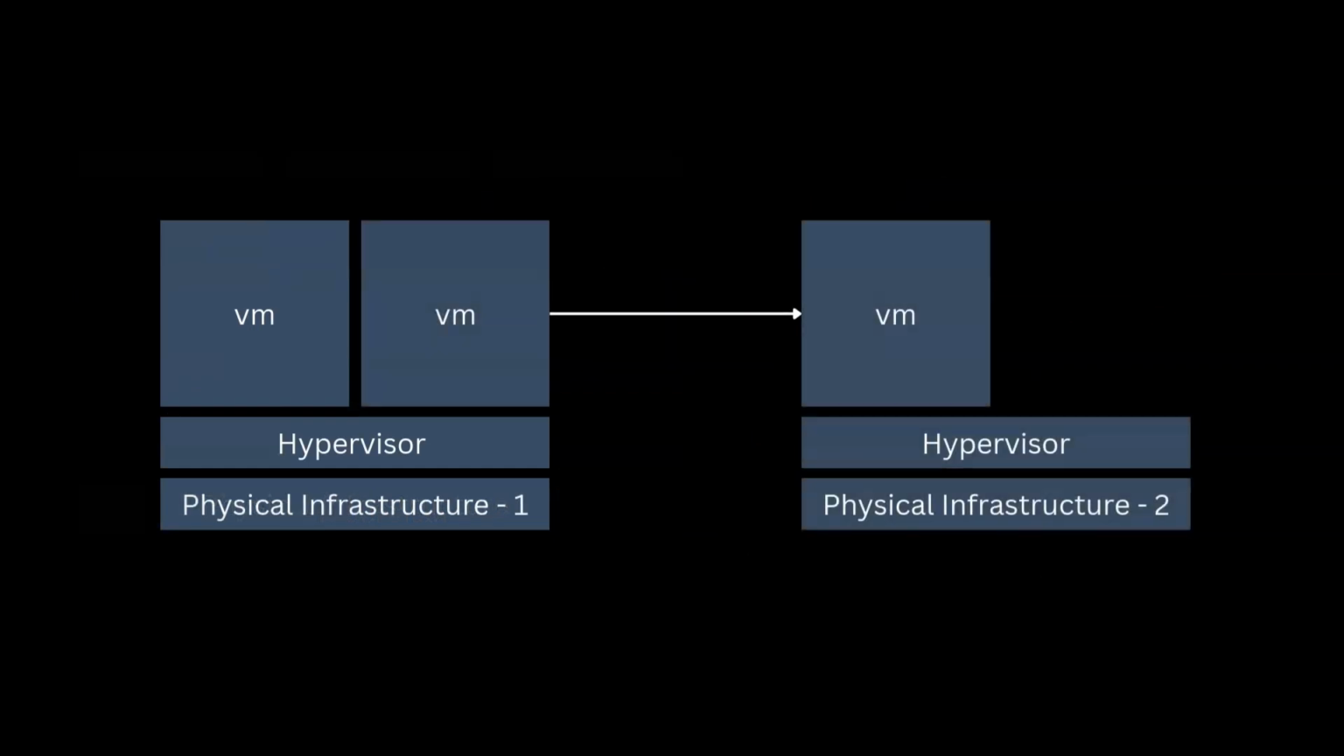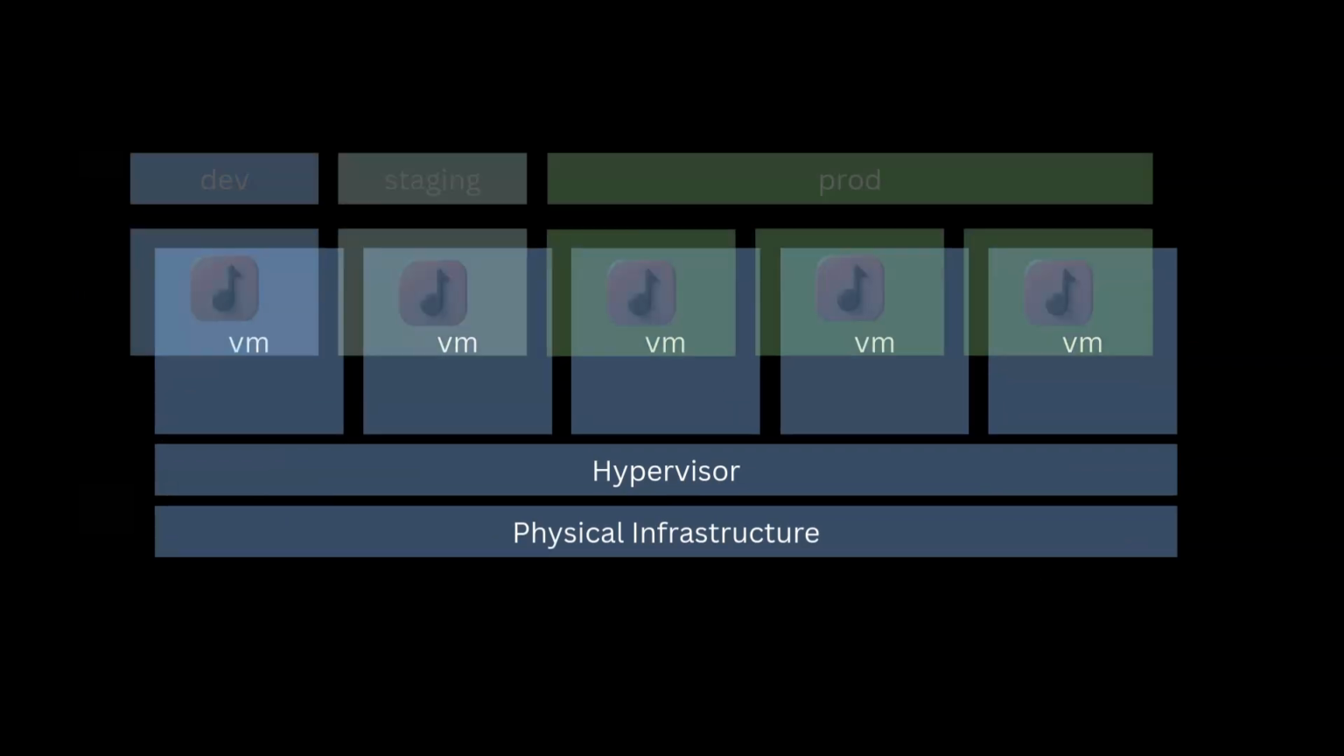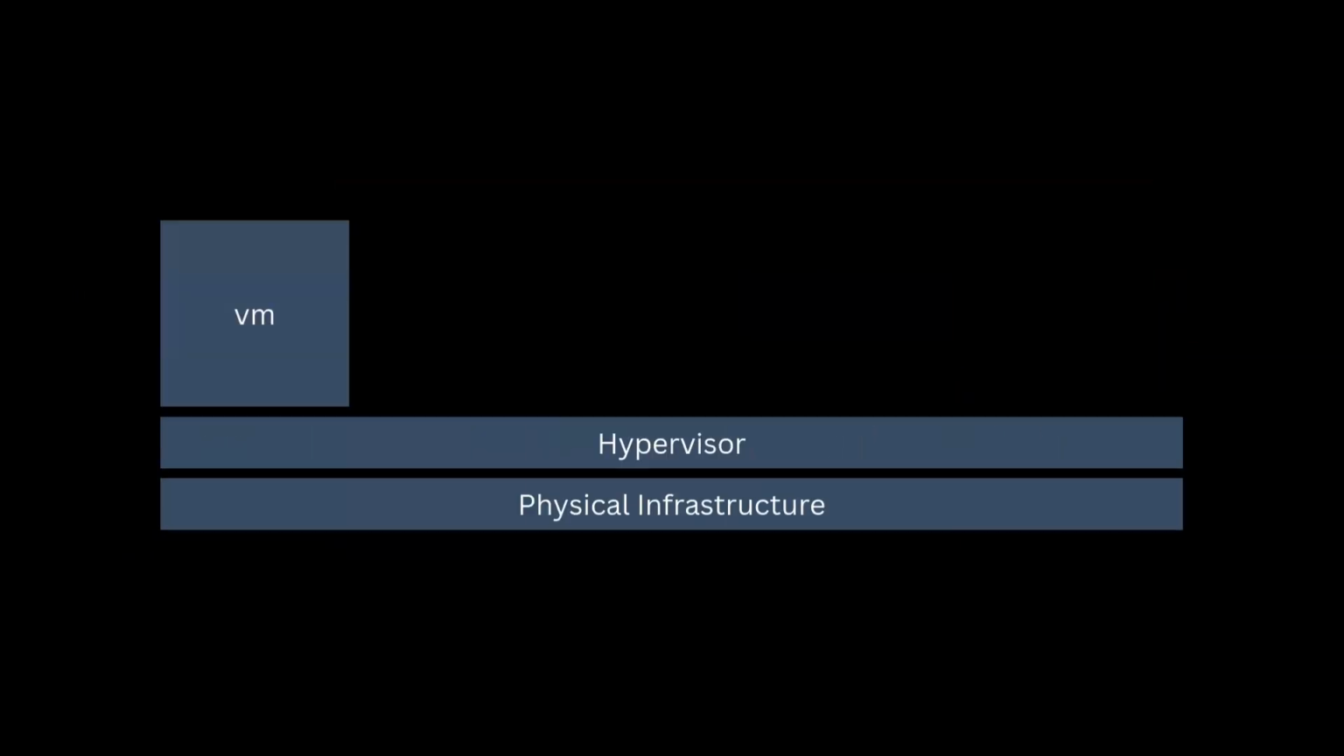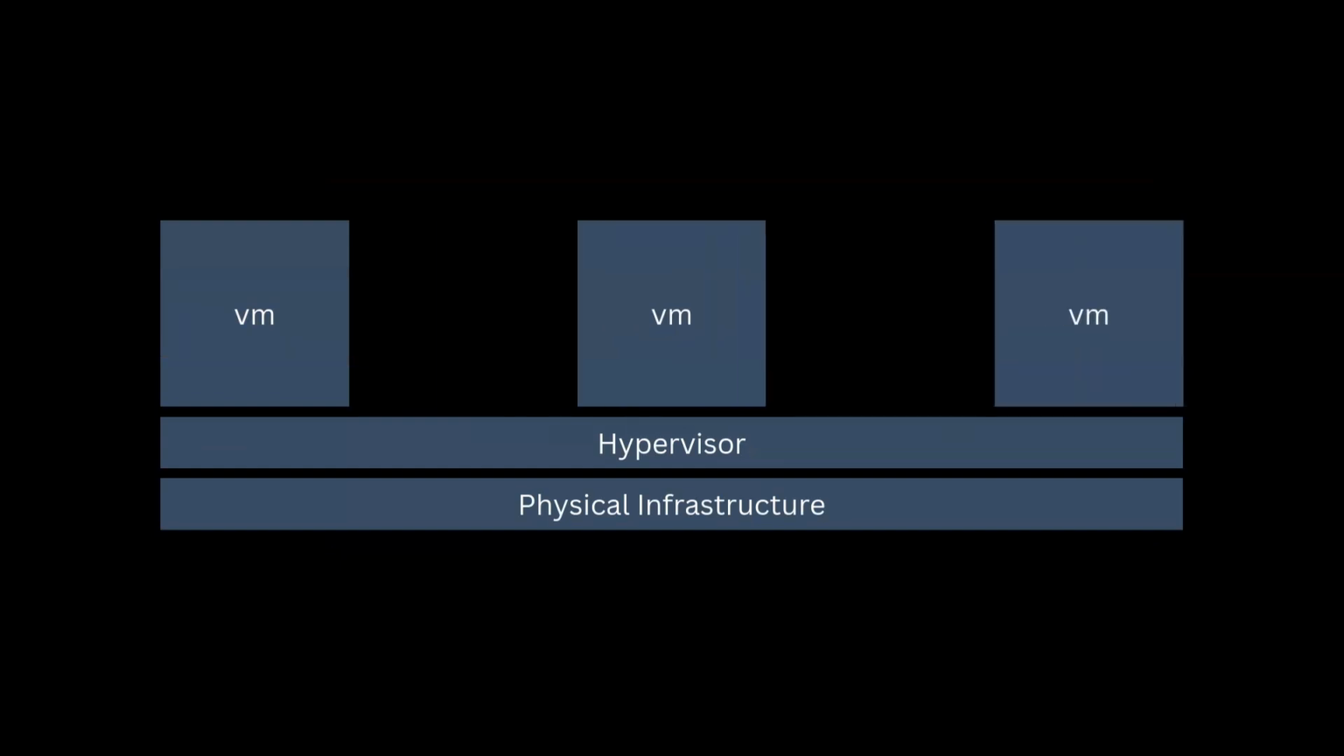Since VMs are essentially files, you can create snapshots and restore them when needed, migrate VMs between hosts, and clone environments quickly. Managing development, staging, and production environments is much easier. Scale infrastructure more easily compared to physical servers.